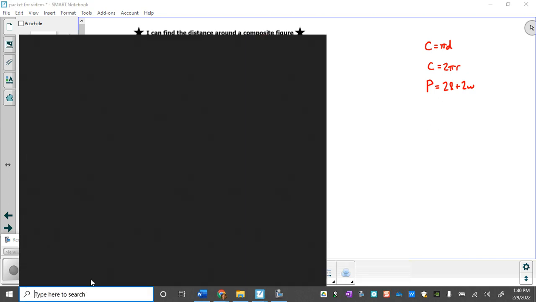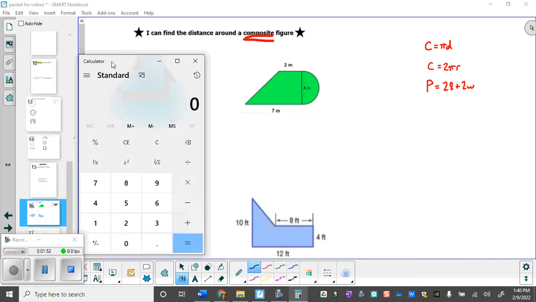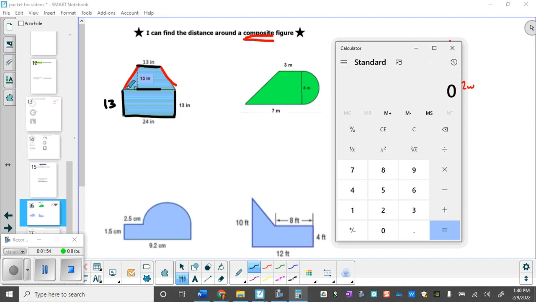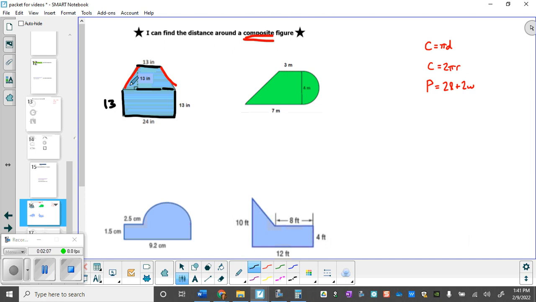So let me get my calculator out, and we're just going to do the 24 all the way across minus this 13. That's going to be this part and this part, the 11. So I'm just going to divide it by 2. So that this part is a 5.5 and this is a 5.5. So I've got the entire thing figured out. It's 5.5, 13, and 5.5.